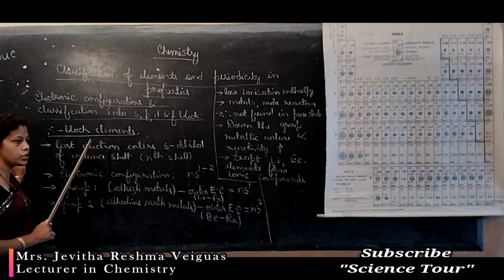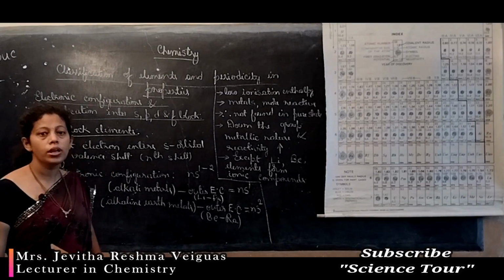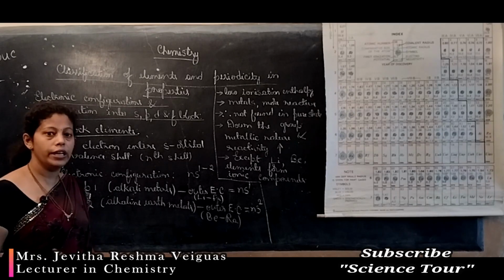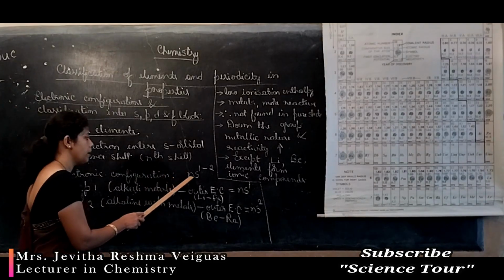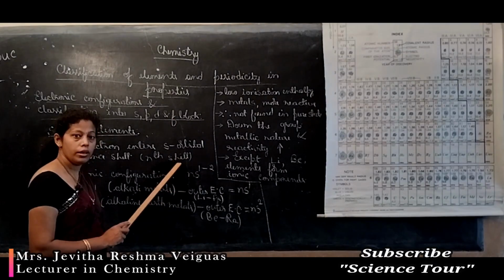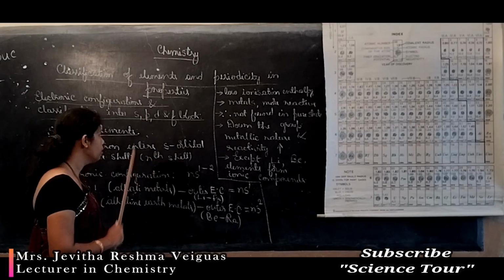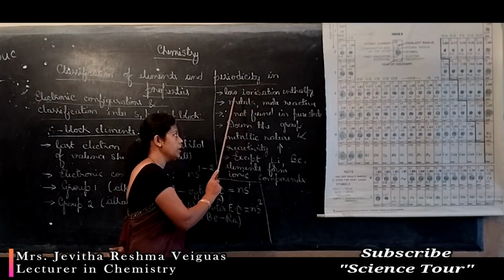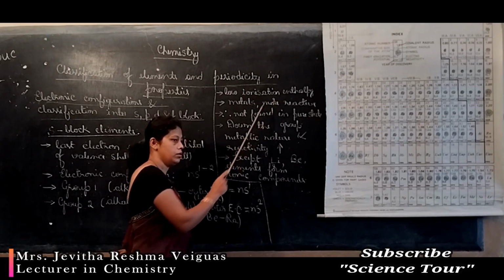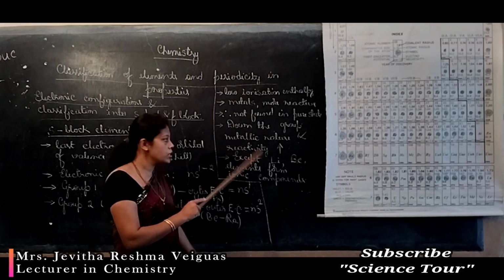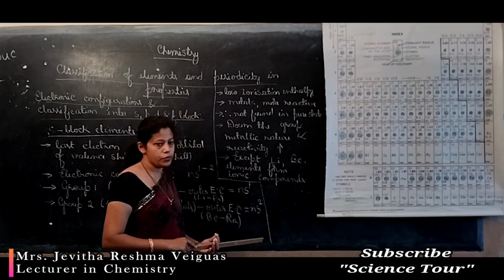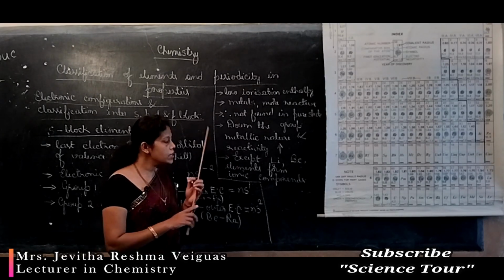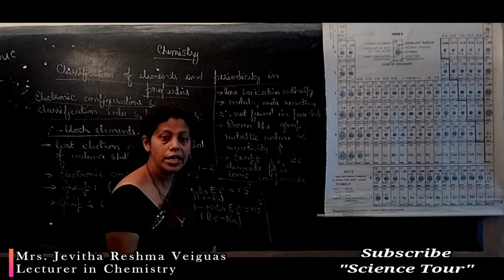What are the characteristics we studied? S block elements are those in which the last electron enters the s orbital of the valence shell. The outermost configuration can be ns1, ns2. There are two groups under S block, group 1 and group 2. These elements have low ionization enthalpy, are metals, and are more reactive. Reactivity and metallic nature increase down the group, and generally these form ionic compounds except lithium and beryllium. So these are some characteristics related to the S block elements.